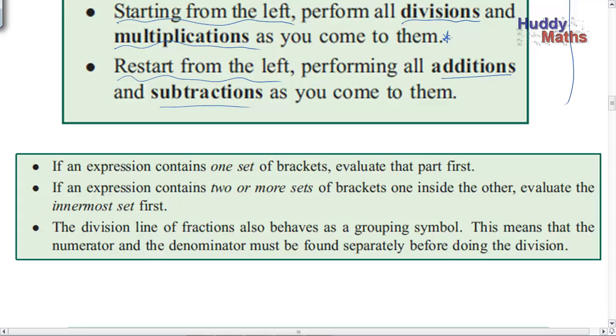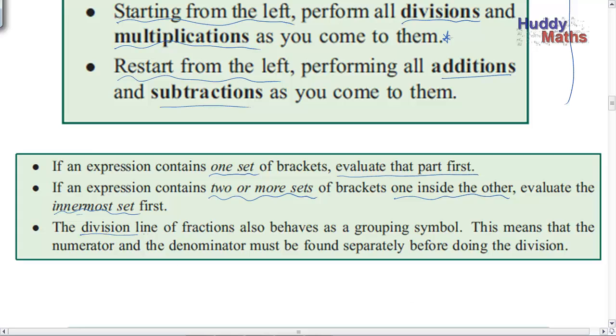If an expression contains one set of brackets, you do that part first. That's what we said, BEDMAS. B for brackets first. If an expression contains two or more sets of brackets, one inside the other, do the inner one first. Okay. You might say, why? Well, because we need some sort of system, and we've decided that this would be the system universally, internationally, that we could use so everybody around the world would get the same answer.